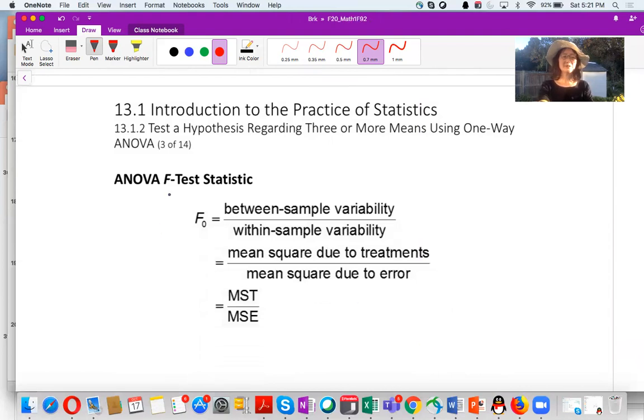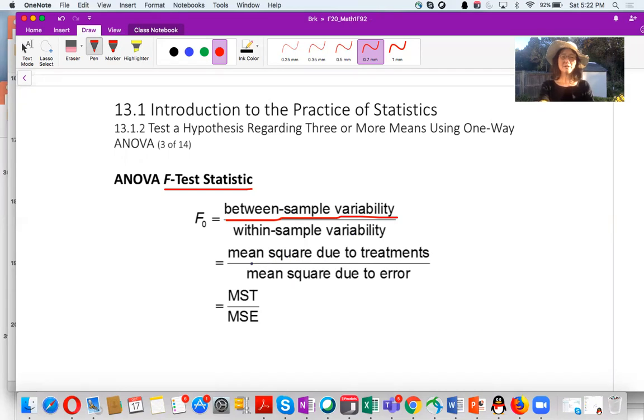Next, we introduce the F-test statistic. It is just a formula. It is the ratio between sample variability and within sample variability. Between sample variability, we use mean square due to treatments. There is a formula for this one. And for within sample variability, we use mean square due to error. Again, there's a formula.